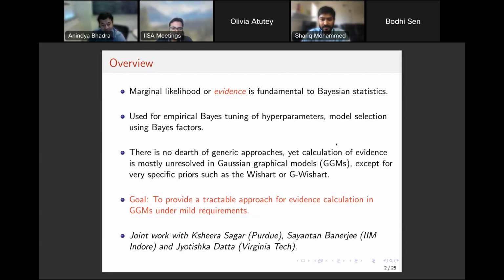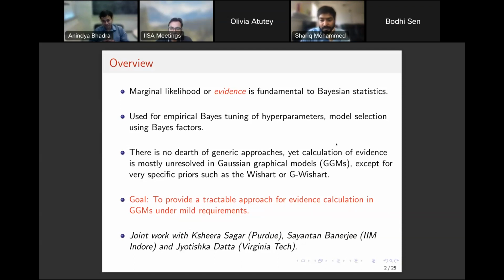So the goal of this talk then is to provide a tractable approach for evidence calculation, or marginal likelihood calculation, in GGMs under fairly mild requirements. And what those requirements are, I will also make clear as I go along.